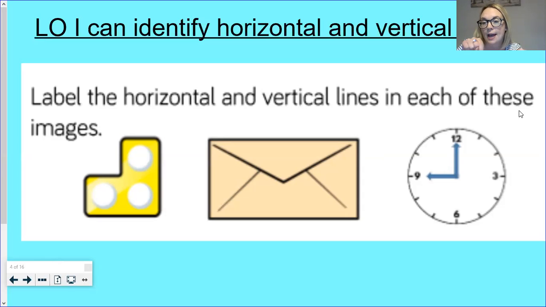Now, the envelope in the middle, which we've already discussed a little bit, you are looking at 2 horizontal lines at the edge, and 2 vertical lines as well. And in the clock face, you've got a vertical line for the minute hand, which is pointing at the 12, and you've got a horizontal line for the hour hand, which is pointing at the 9.